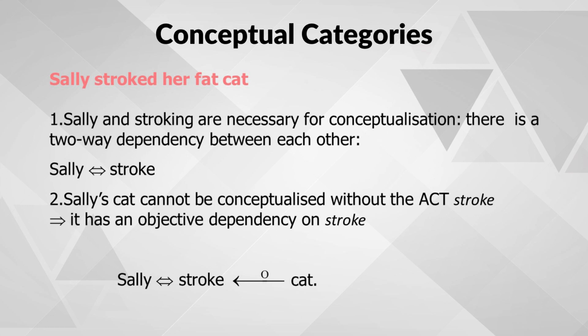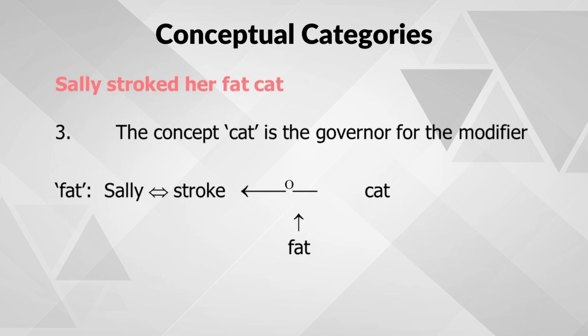The conceptual dependency representation could be something like: action is stroke, agent is Shelley, object is cat, attribute is fat. So, here cat is the governor or central concept for the modifier fat, which means that fat is an attribute that is being associated with the concept of cat. In terms of the relationships, we have indicated that Shelley is performing the action of stroking on her cat and the cat has the attribute of being fat.